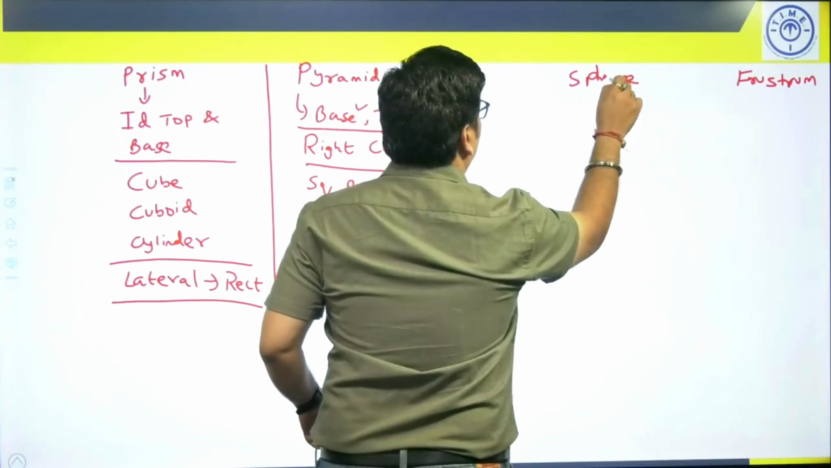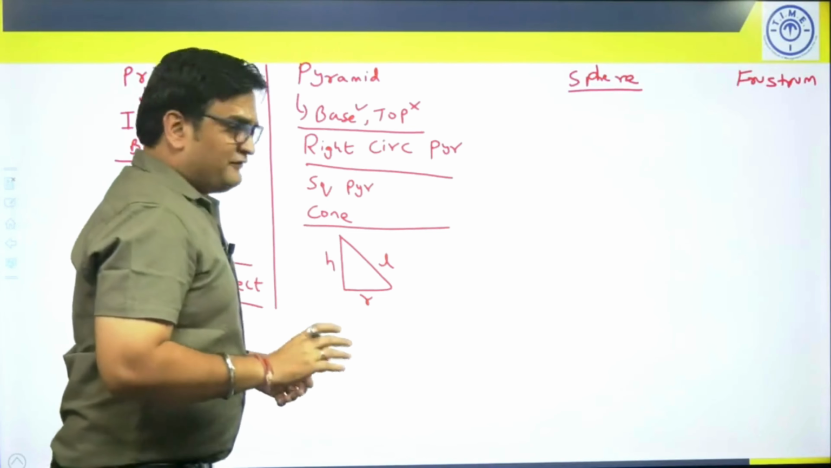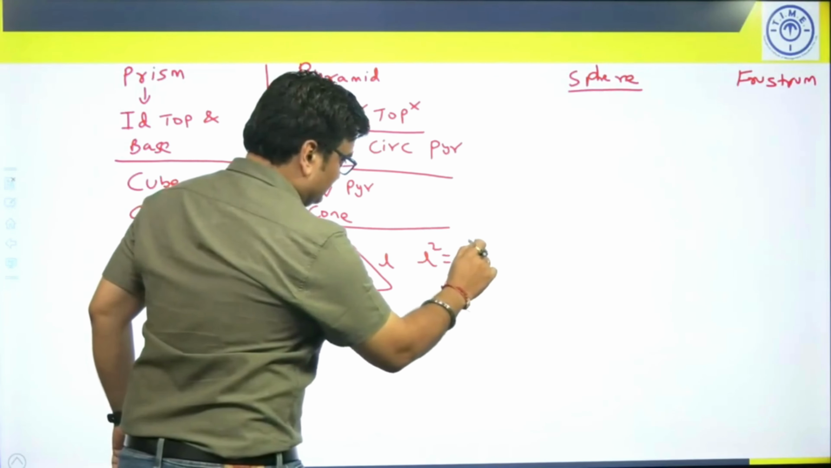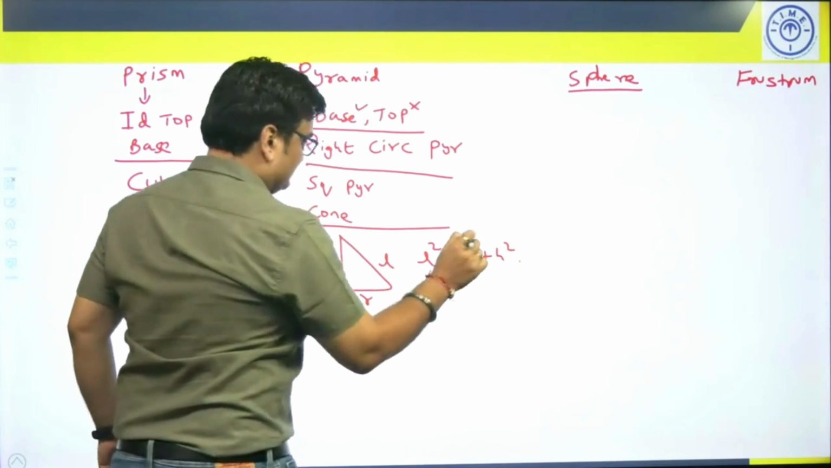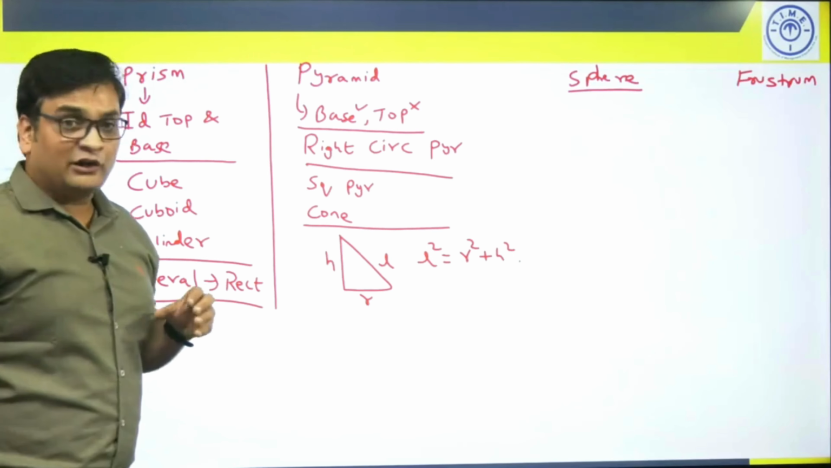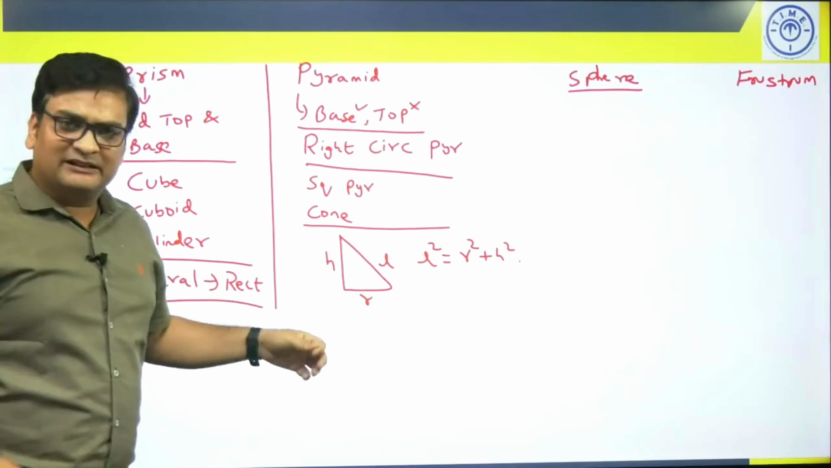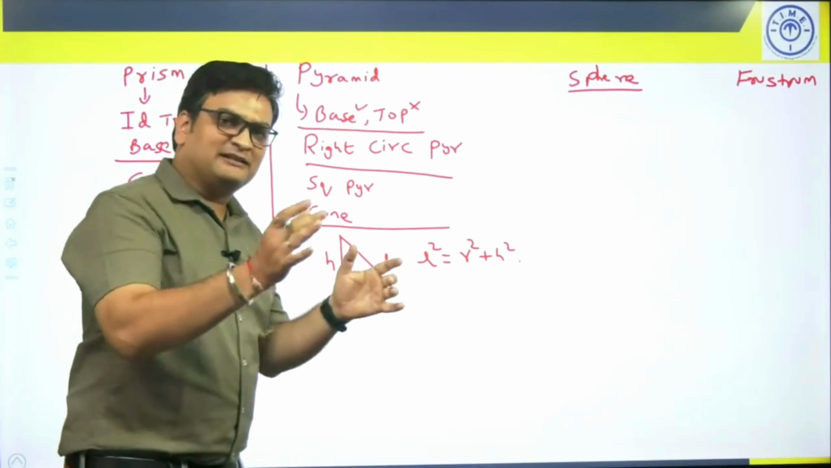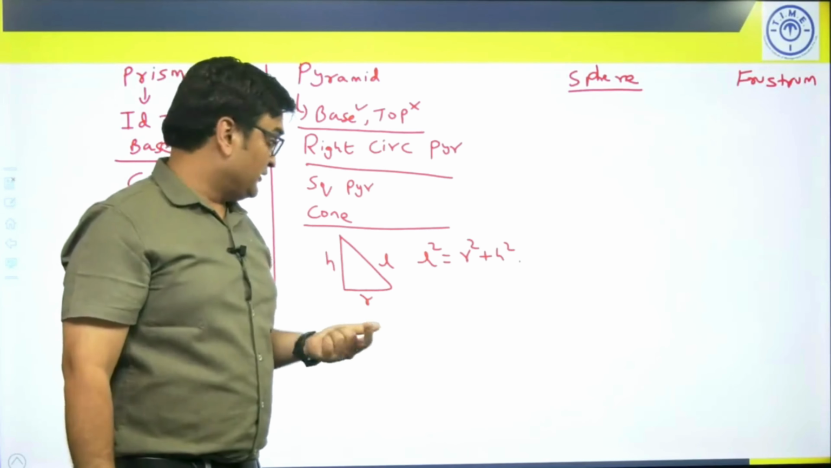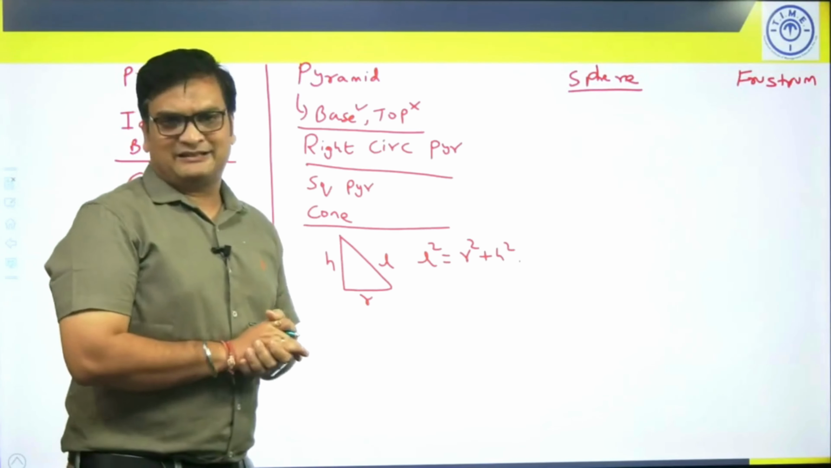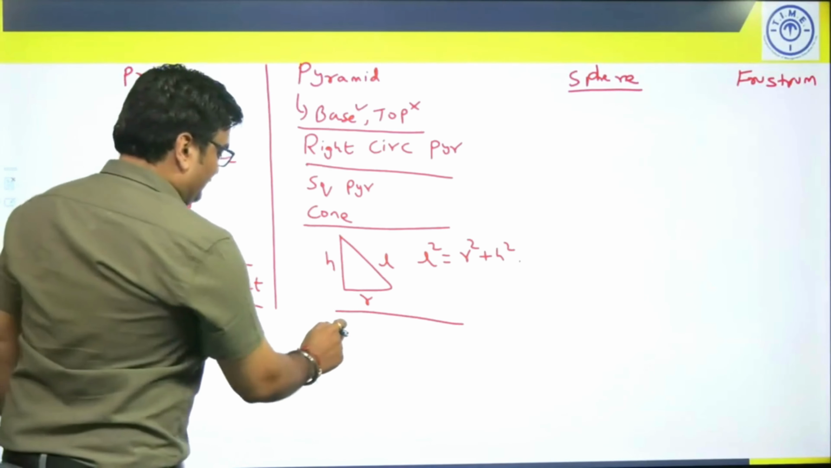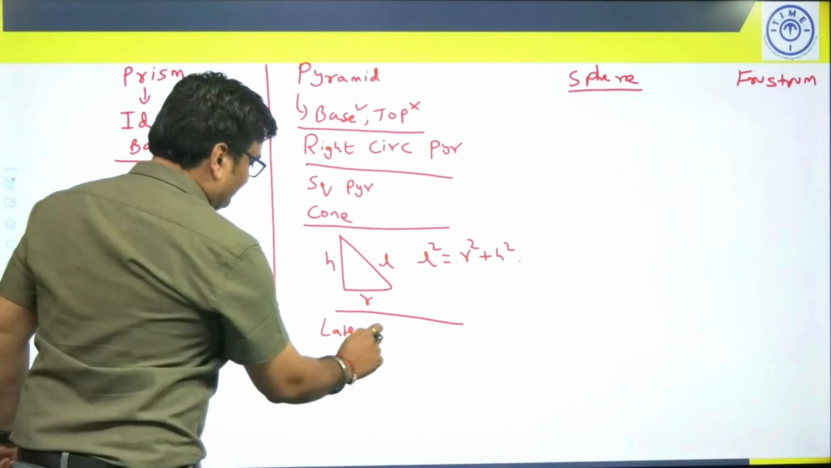So here if you apply the Pythagoras theorem, we will get L square is equal to R square plus H square. That is the relation that you have between the 3 dimensions in a cone particularly. Now, a similar relationship can be derived for other pyramids also. The reason why I am writing this particular case is because cone is most commonly asked in our competitive exams.